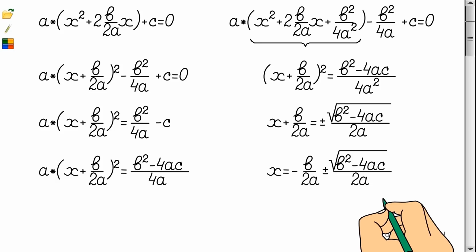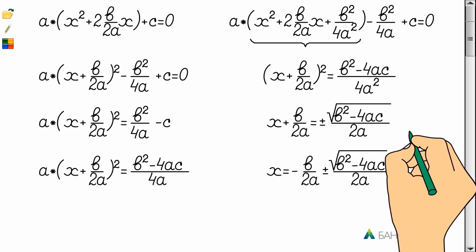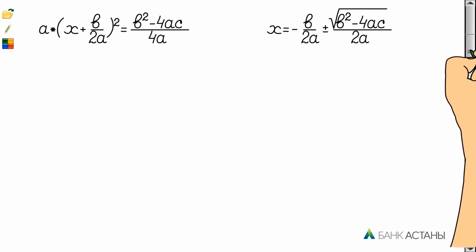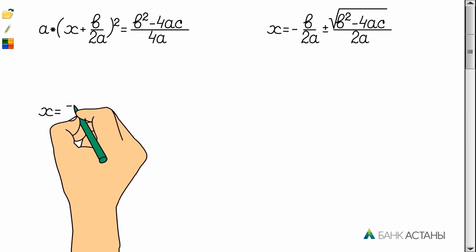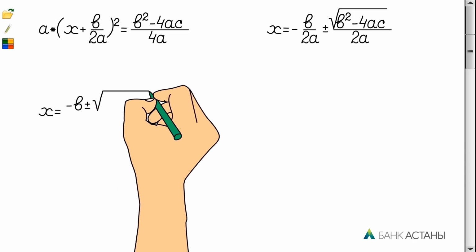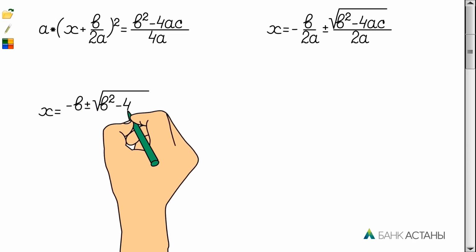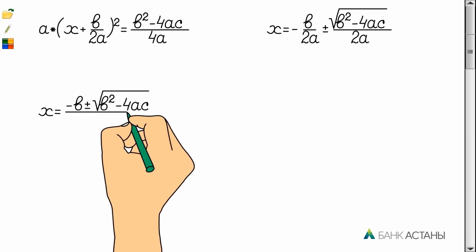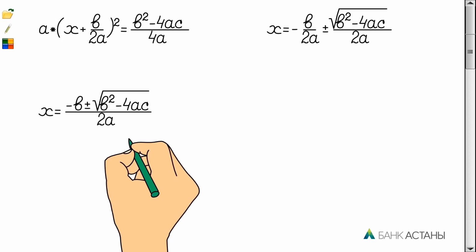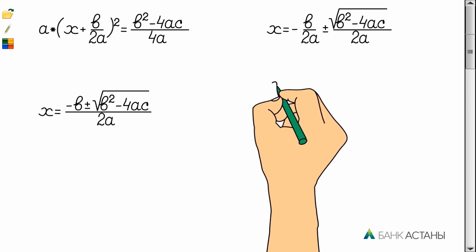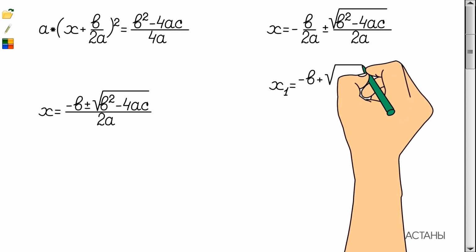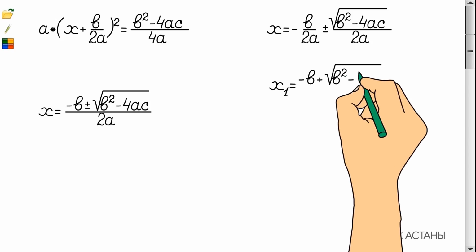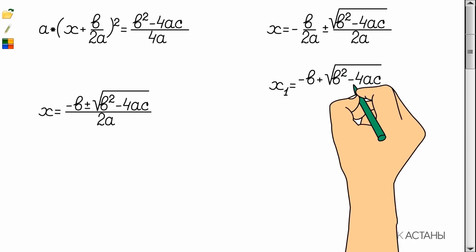By finding the common denominator, we get the final solution of the general quadratic equation. x is equal to minus b plus or minus the square root of b squared minus 4ac, divided by 2a. In this way, the general form of the quadratic equation can have two roots. x1 is equal to minus b plus the square root of b squared minus 4ac, divided by 2a.